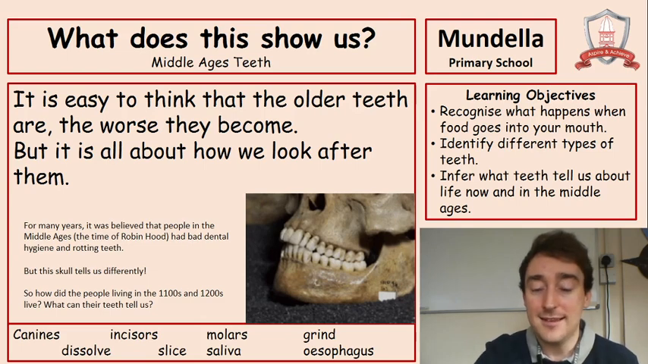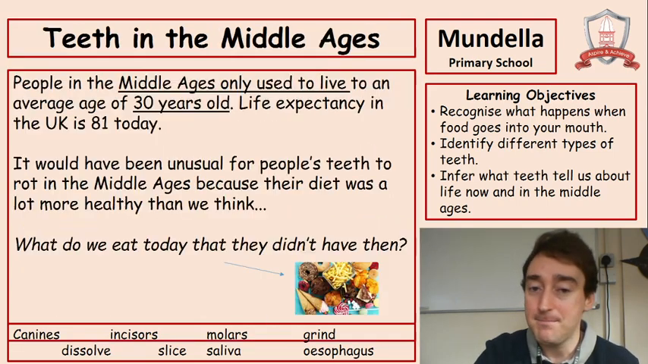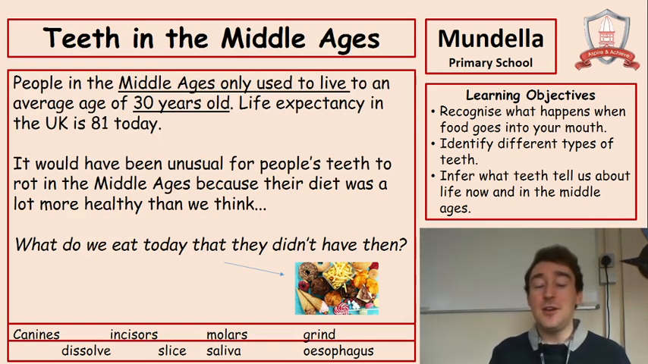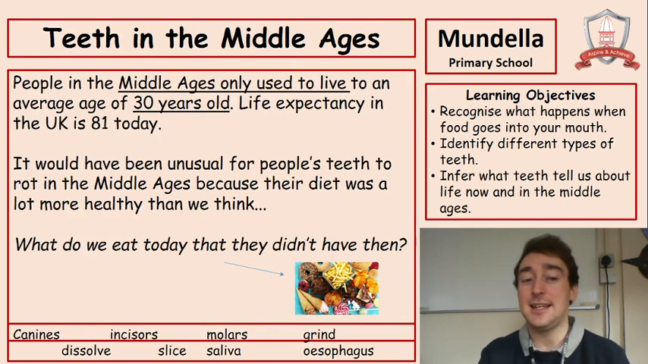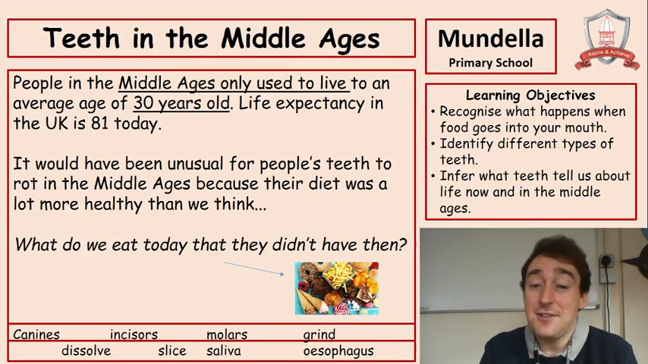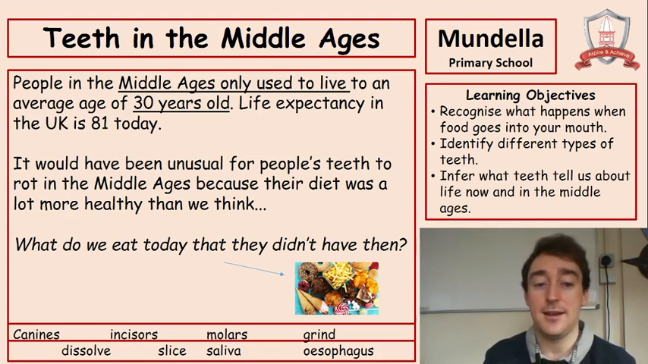So what does their teeth tell us about their daily life? Well, people back then only used to live to about 30 years of age. A lot different to today. Today, the average age to live to is about 81. And that was only found out a couple of years ago in a study. But it would have been unusual for people before reaching 30 for their teeth to rot, because their diet was actually a lot healthier than some of our diets today.